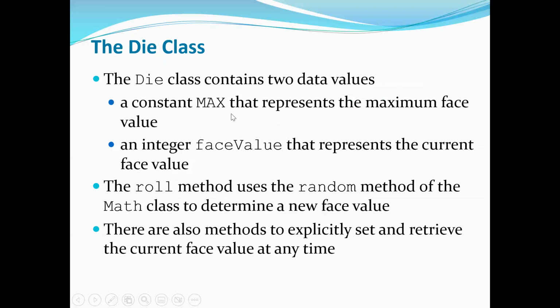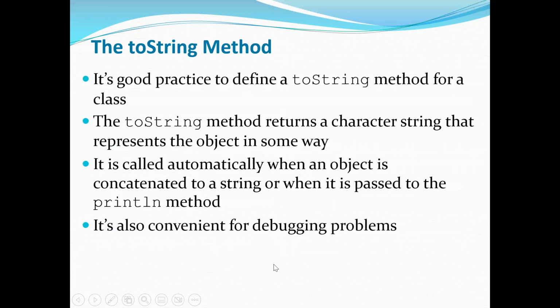So here we say the Die class contains two data values. As we saw, the constant MAX, which is 6, represents the maximum face value, and then an integer faceValue that represents the current face value. We also have the roll method, as we saw, which uses the random method to give us a value between 1 and 6. There are also methods to explicitly set and retrieve the current face value at any time.